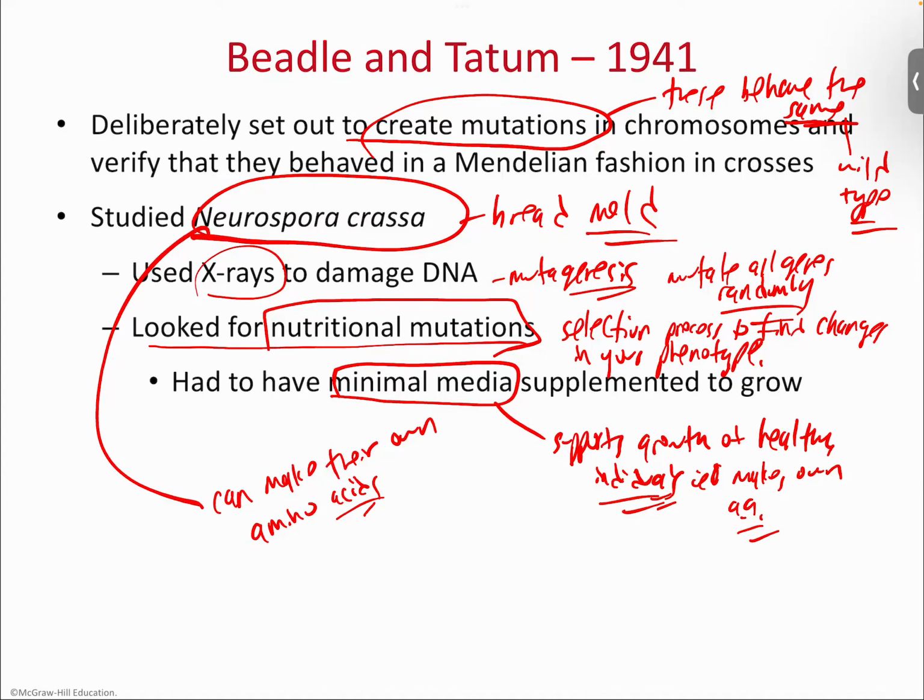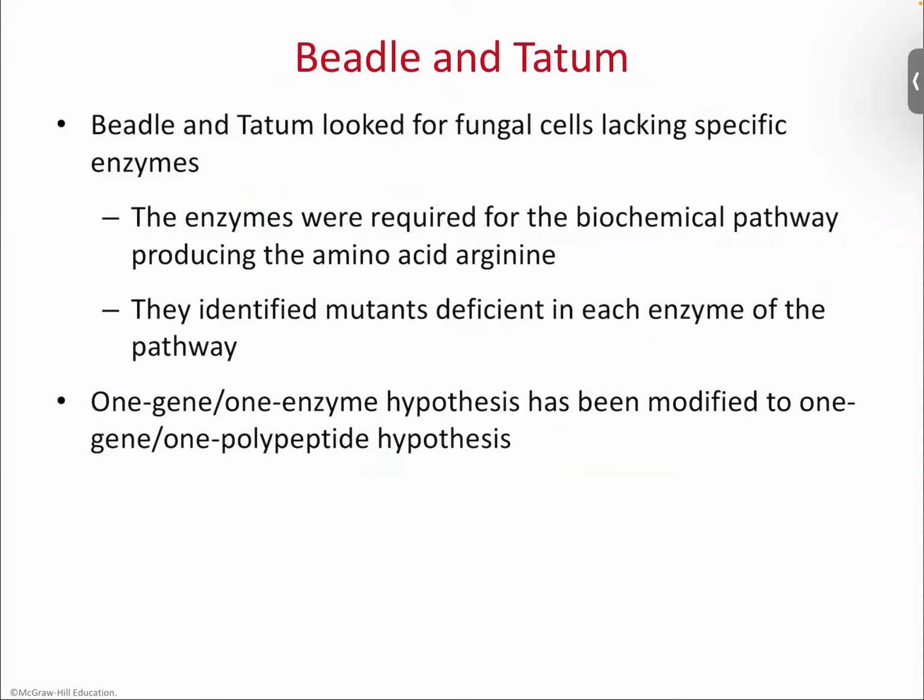So we can use this setup to screen for who has mutations in these critical amino acids. Now, what Beadle and Tatum were looking for were enzymes in the biochemical pathway for arginine production. They were trying to mutate any gene involved in the arginine production pathway. Okay. And so they identified some of these mutants, and then took a look at them and their relationships to each other.